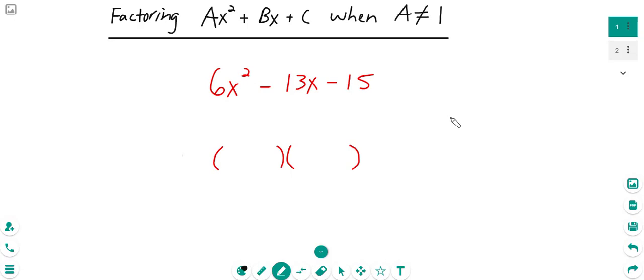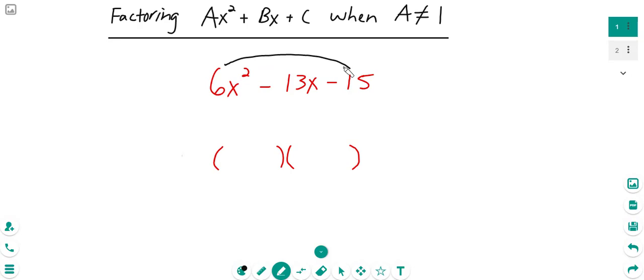Okay, so step number one for these factoring questions is always to look for a greatest common factor between the 6x squared, the 13x, the 15. They don't have anything in common, so we can move on to step two. Step two, take this 6, let's multiply it by this 15.